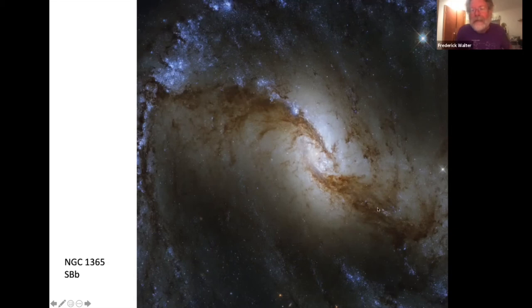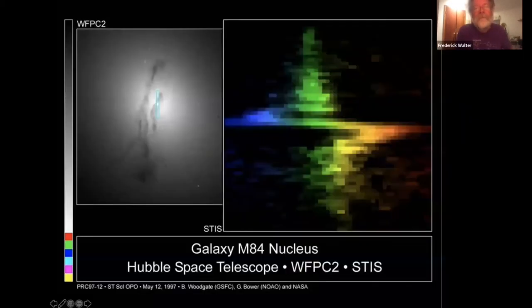The dark stuff is dust lanes in the bar and the spiral arms. These get messy if you try to count them. Are there 3 arms on this side? Are these real arms or subarms? I don't know. This ring around here in blue is recently formed stars at the outer edge of the bar.